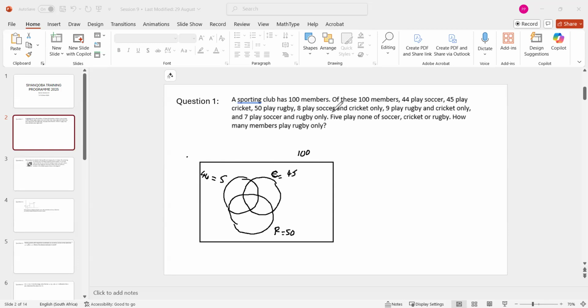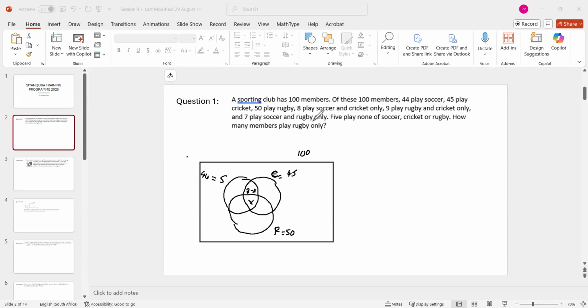Now 8 play soccer and cricket only. So there's soccer and cricket. So 8 people play soccer and cricket only. Now, they tell you rugby and cricket only, soccer and cricket only. They don't tell you how many play all 3. So let's just call that X. That will help me a bit. Because 8 play soccer and cricket only, if this is X, then this has to be 8 minus X. Because these two together give you 8.